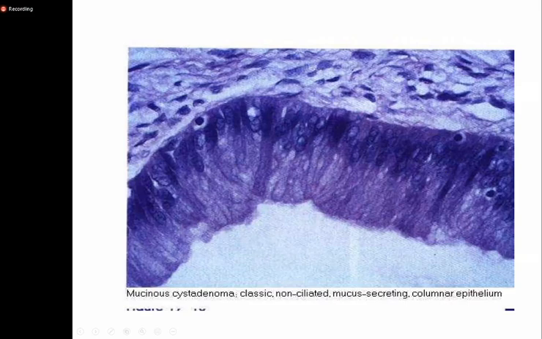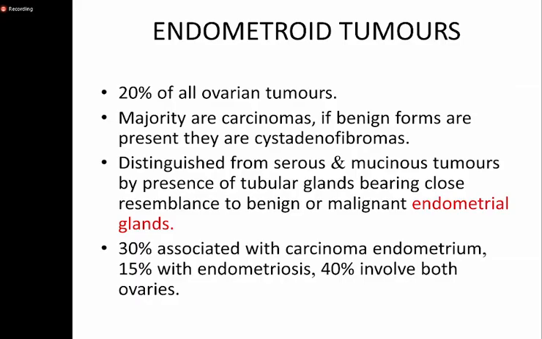And then, of course, for mucinous tumors, you have the borderline ones that don't have all the features of malignant tumors, but they are atypical. And then you have the malignant mucinous cystadenocarcinoma. Okay, very similar to the way we classify serous tumors.